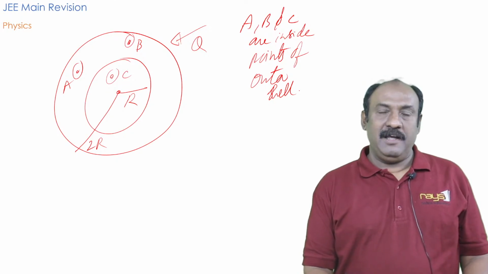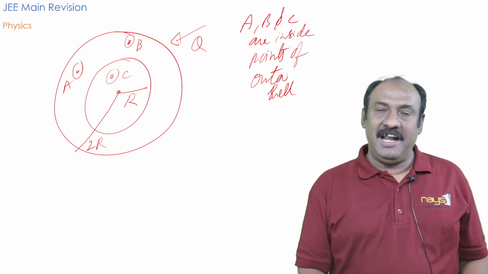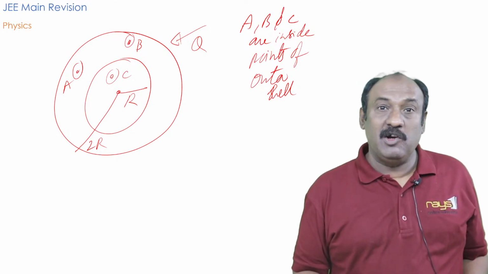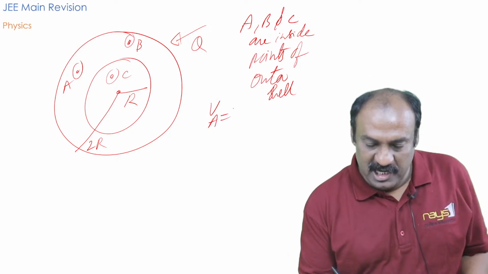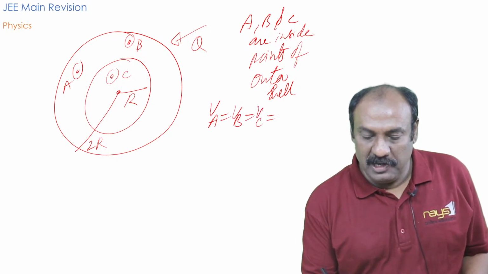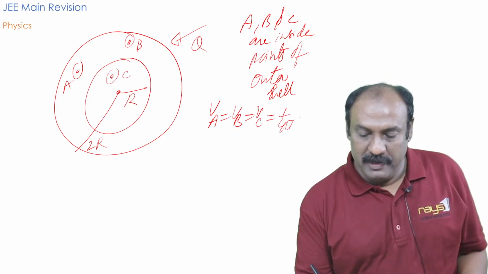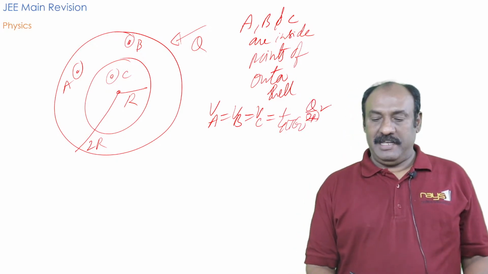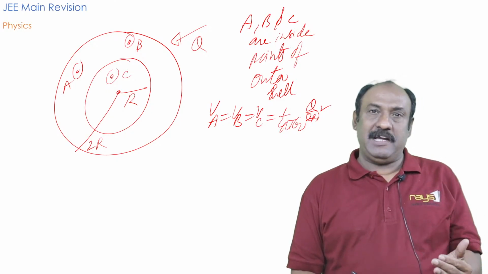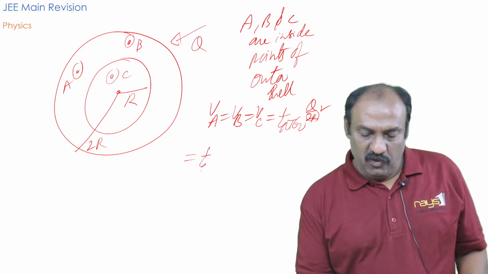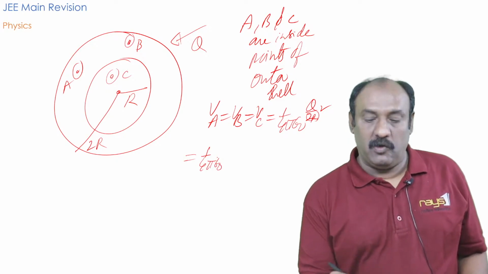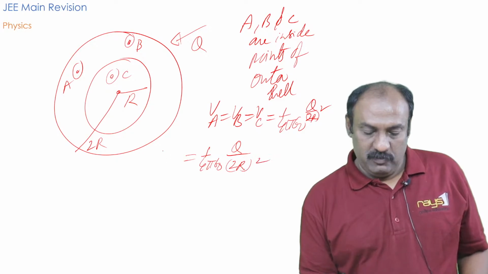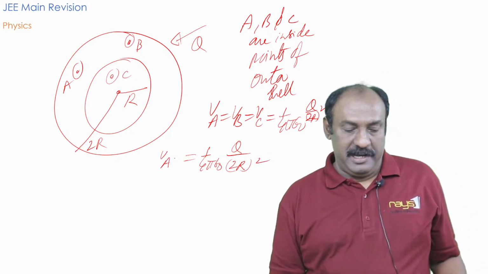So due to that, at all points inside a shell having some charge Q, potential is the same at all points, equal to the potential at the surface. So potential at A equals potential at B equals potential at C, equal to 1 by 4 pi epsilon naught Q by 2R. So the potential at A equals B equals C is 1 by 4 pi epsilon naught times the charge given to the outer shell, Q, by 2R.